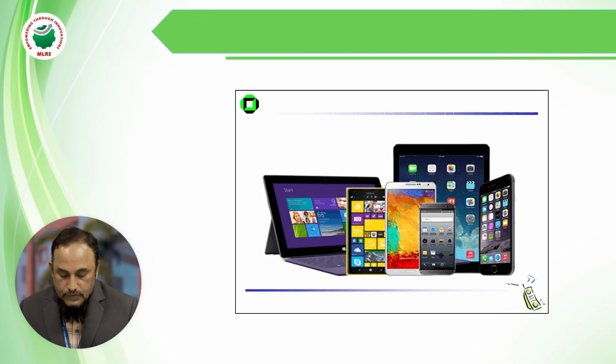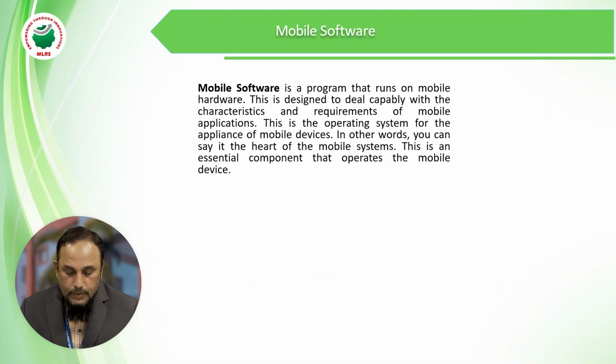You can understand the concept very clearly. We are showing in this diagram all these: tabs, laptops, mobile smartphones, and all the things. We are showing the PDA, all these things. Now we come to mobile software. Mobile software is the heart of the mobile device. Without the mobile software, the mobile hardware cannot run.